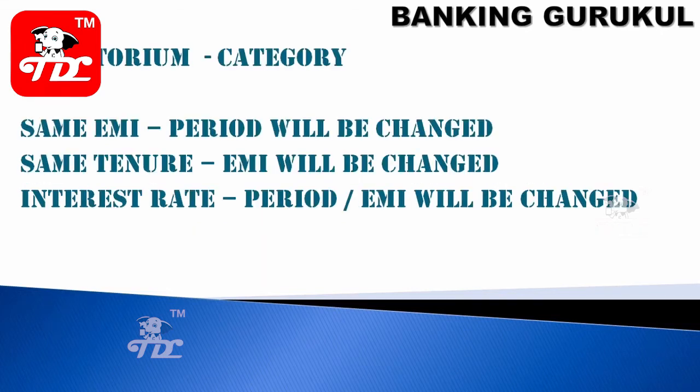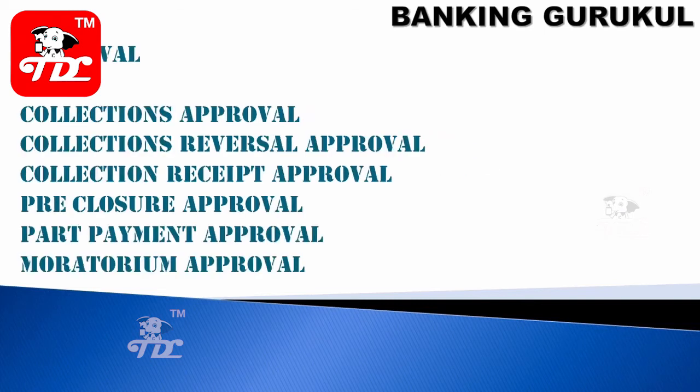So what types of moratoriums are there? What are the categories? Moratorium can be with the same EMI. If the same EMI is there, the period can be changed. It will be increased automatically. Or if you want the same tenure, the EMI will be changed. Or if you are changing the interest rate, the period or EMI will be changed, depending on the amount or period you selected. Normally if you select a bigger period, then your EMI will be less.